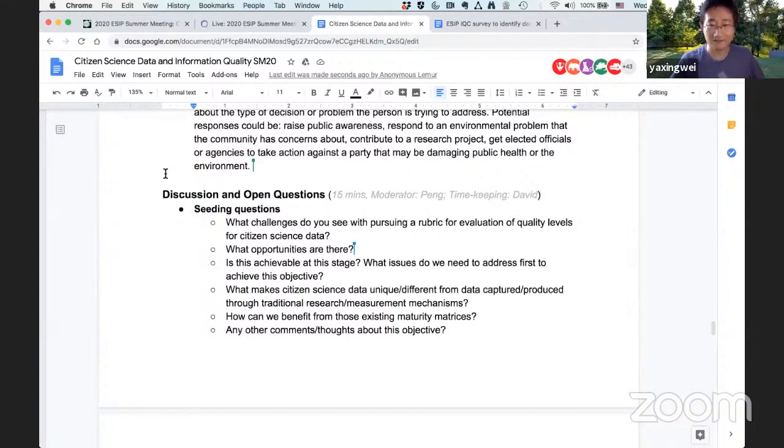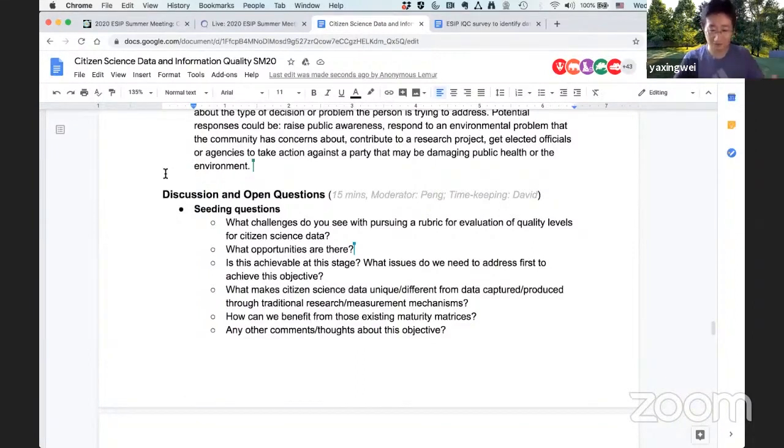So the survey that we just talked about partly addresses this objective from one aspect, which is to hopefully identify the data quality requirements from different types of users. And then based on those requirements, we can come up with some reasonable quality levels or the rubric that makes sense to the target audience of the citizen science data.